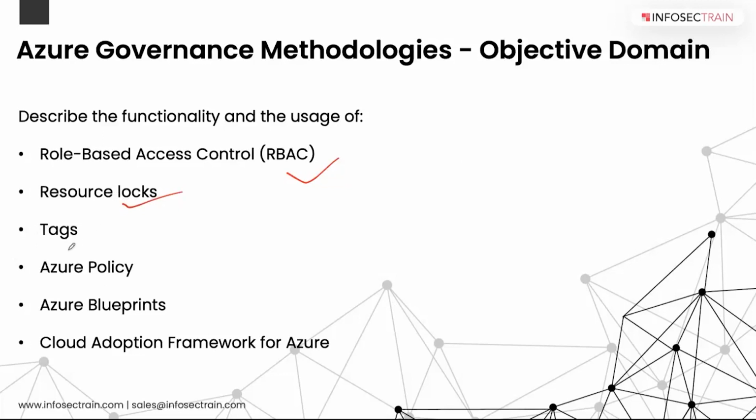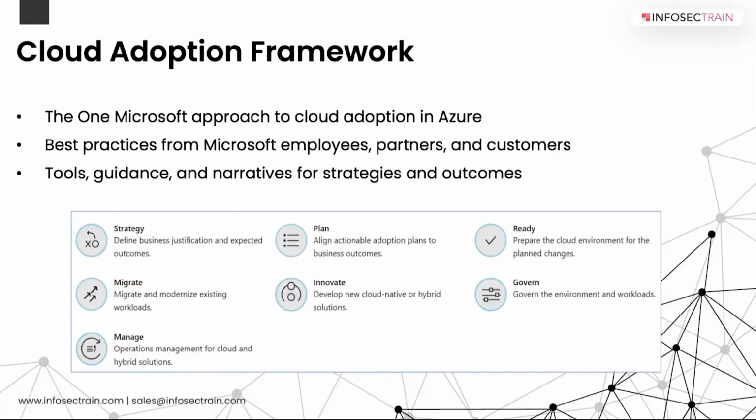resource lock, tag, policy, Azure Blueprints, Cloud Adoption Framework or CAF, which in simple terms we call CAF for your Azure. That is one of the things that you can go over there and work with. Although I have written it in the very last slide, CAF, Cloud Adoption Framework for Azure, I want to start from here.